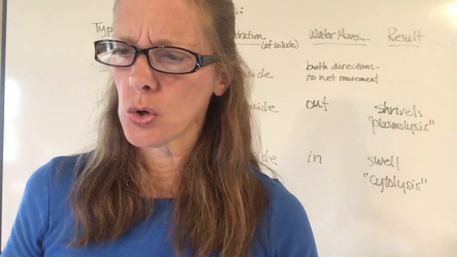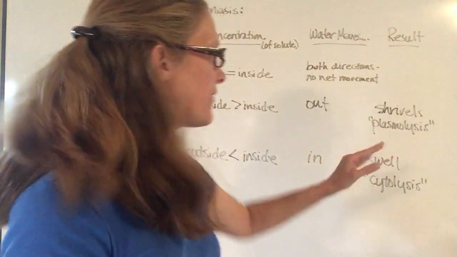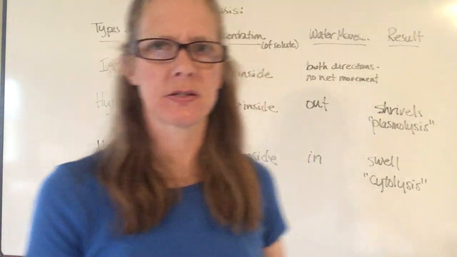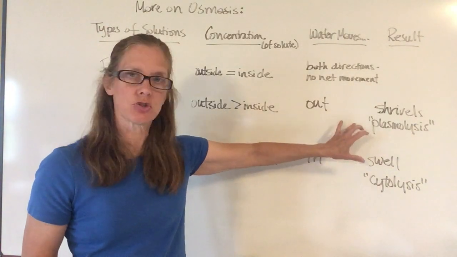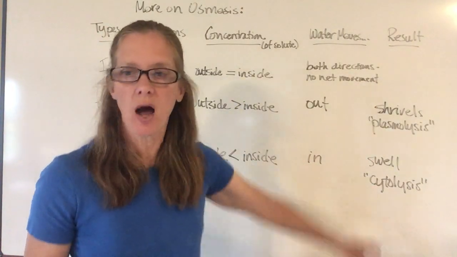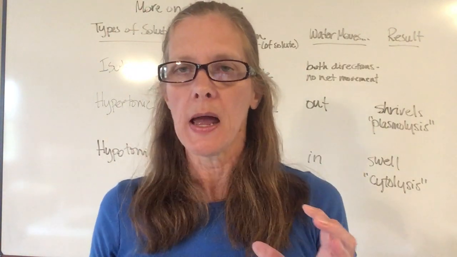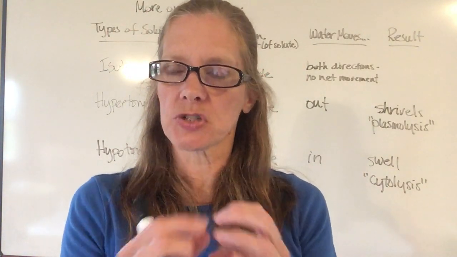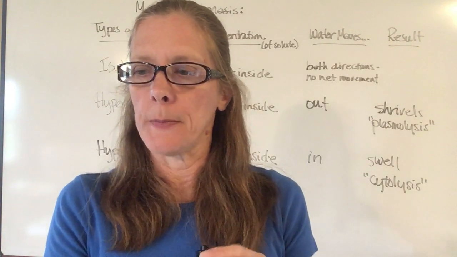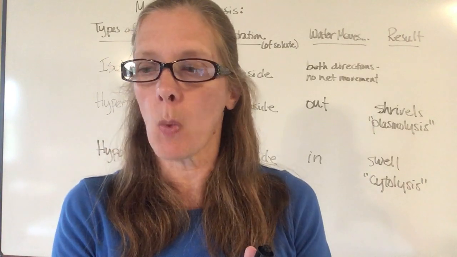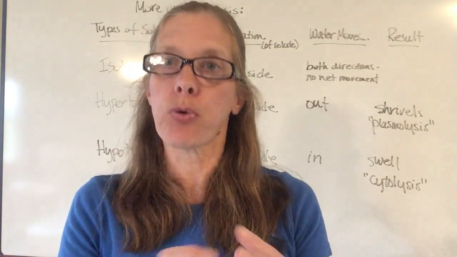Okay, so cells have ways that they can prevent this rupturing. It's quite a bit harder to prevent the plasmolysis of a cell, but cells do have ways to prevent cytolysis from happening. A plant cell actually has a cell wall, and so those cells can only swell up so big. Plant cells have a cell vacuole, which fills up with water.